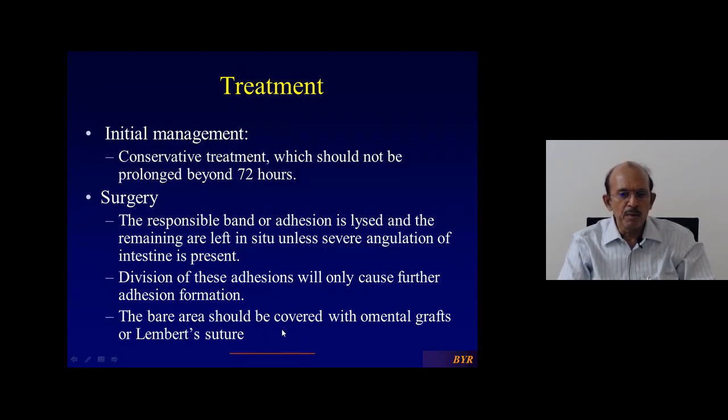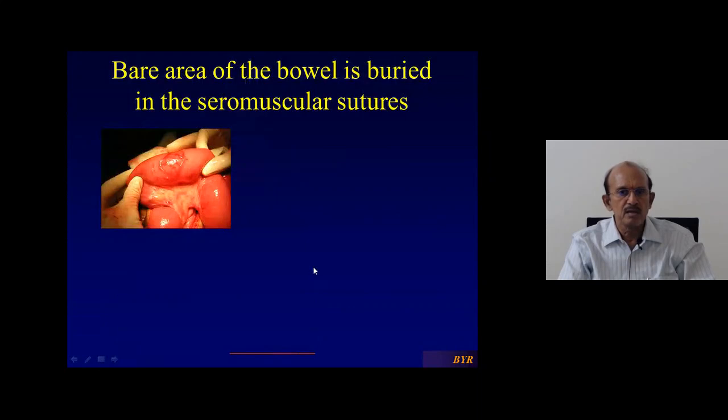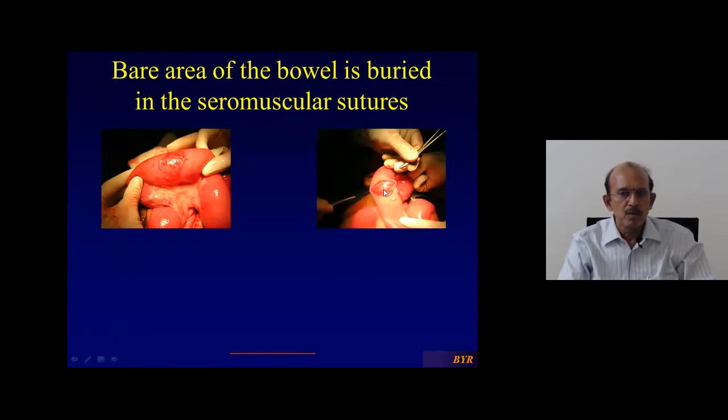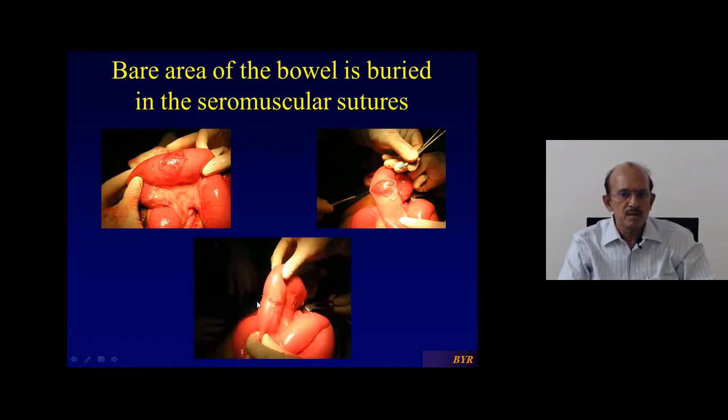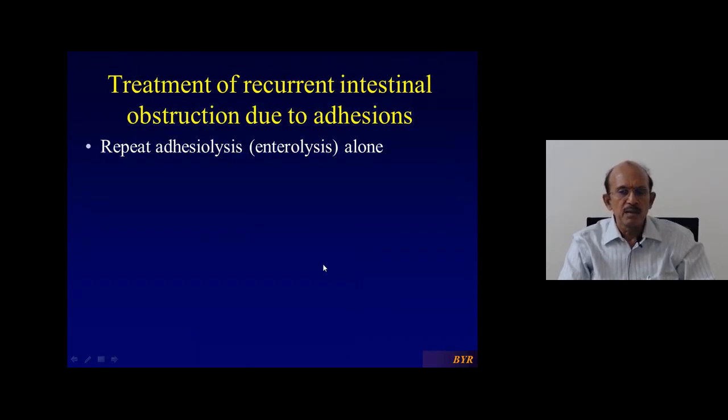The bare area in the intestine should be covered with omental grafts or by Lembert suture. So this is the bare area left after adhesiolysis. So you must always close them perpendicular to the axis of the bowel. So like this, they must be sutured. Sometimes the patients may come recurrently with intestinal obstruction due to adhesions. You remove adhesions, obstruction is relieved. Again, one year later, the patient will come to you again with adhesive obstruction. So what you do, repeat adhesiolysis.